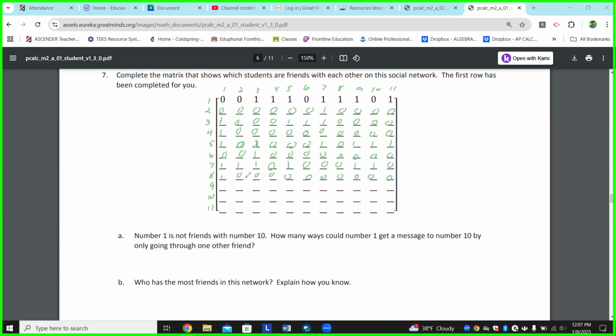Friend 9. Looks like he's friends with 7, 1, 11, and 5. So he's friends with 1, 11, and 9. Did I get them all? A little tricky 9 there, though. 10 would be 7, 5. And it looks like that's it.